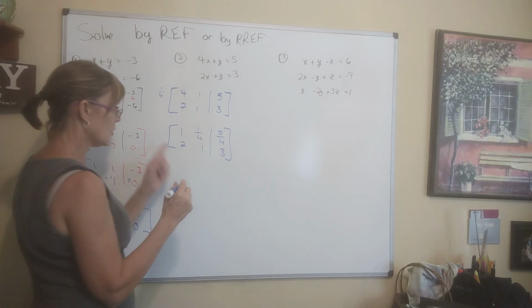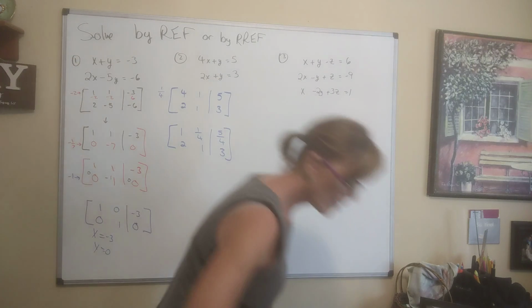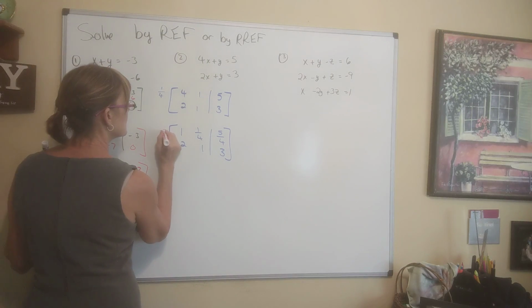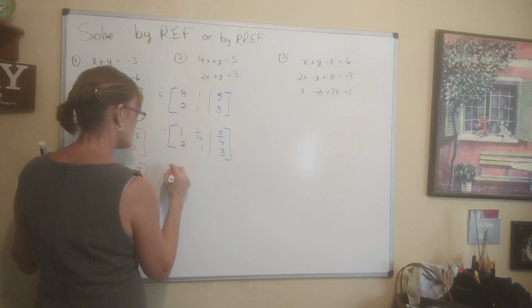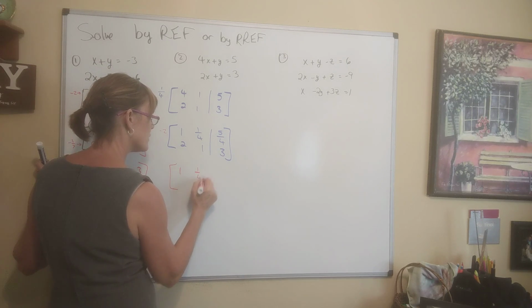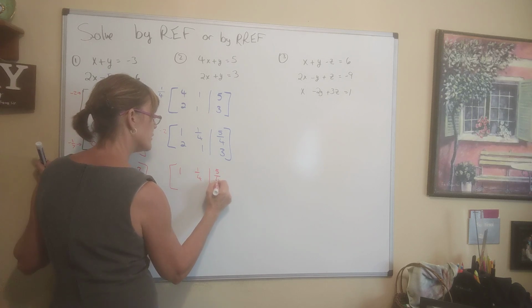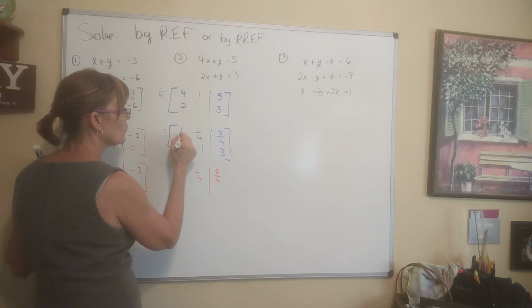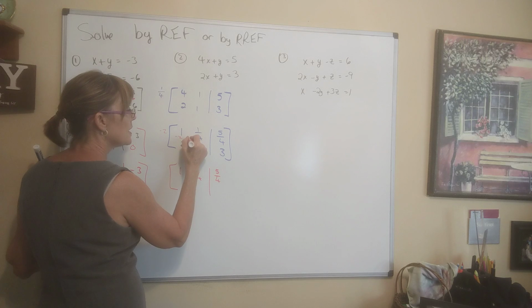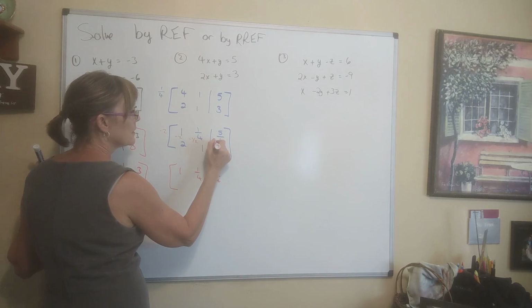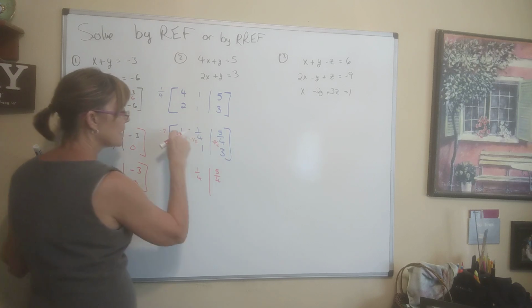Now I'm going to multiply the top row by negative 2, and then I'm going to add it down. So I'm going to leave the top row the same: 1, 1/4, 5/4. I'm going to multiply this by negative 2 and then add down. So negative 2 times 1 is negative 2. Negative 2 times 1/4 is negative 1/2. Negative 2 times 5/4 is negative 5/2. And then I'm going to add down.